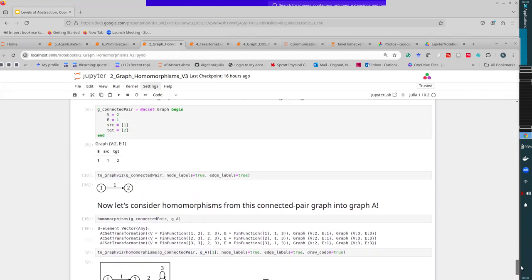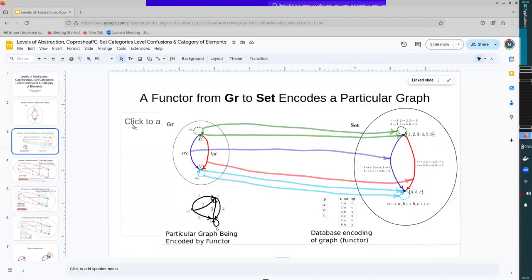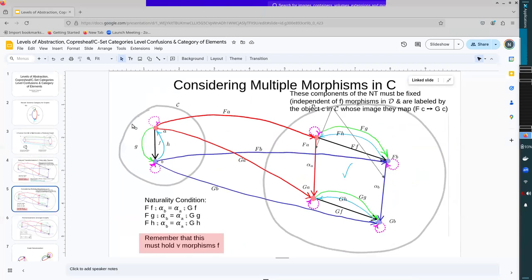So we might, for example, ask how many structure preserving mappings does this graph have? Not any mapping, not any scrambled mapping, but how many structure preserving mappings does it have onto this graph here, right? How many mappings does it have where when we map an edge, it goes to an edge in the target, which goes from the mapping of the source vertex to the mapping of the target vertex. Remember that? And we argued that there's a naturality square that applied here.